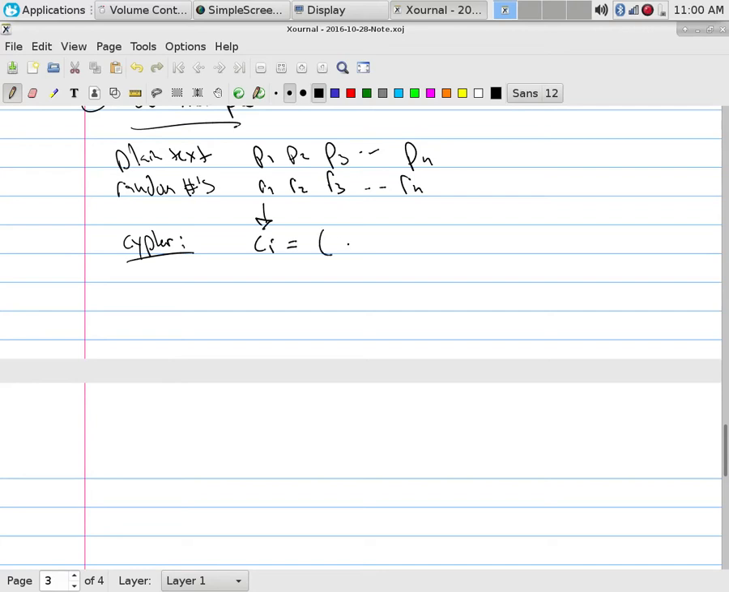Ci is simply a shift. It is Pi plus Ri mod n. And you're like, well, wait a second. I thought shifts were essentially very easy to break. Well, what happens if every single character gets its own shift? Right? And if I look at this, well, it's not exactly a lot longer.